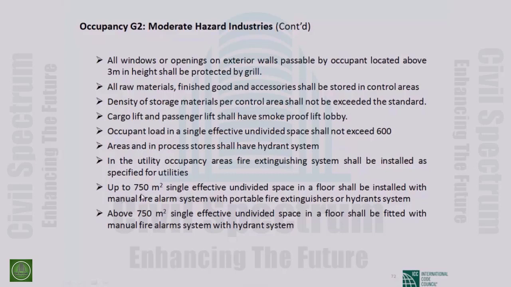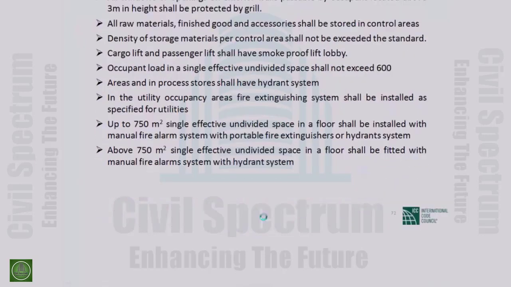Up to 700 square meter single effective undivided space in a floor shall be installed with manual fire alarm system with portable fire extinguishing system or hydrant. This is the maximum area for an undivided space, and each undivided space must have its own alarm system and portable fire system. Above 700 square meter single effective undivided space in a floor shall be fitted with manual fire alarm system and with hydrant system. So these are some criteria for the G2 system.